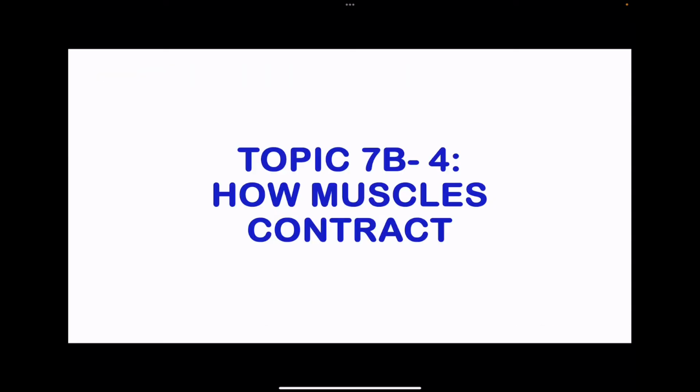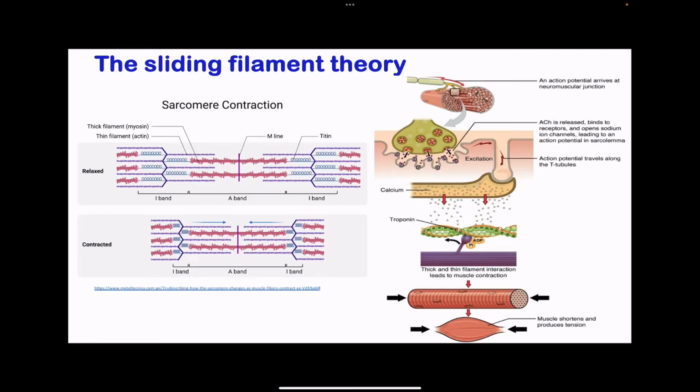Going on to topic 7b4, how muscles contract. Here we are looking at a sarcomere, one that is relaxed and one that is contracted. In the contracted muscle, we can see the actin filaments have been pulled closer and the sarcomere is shorter in comparison to the relaxed state.